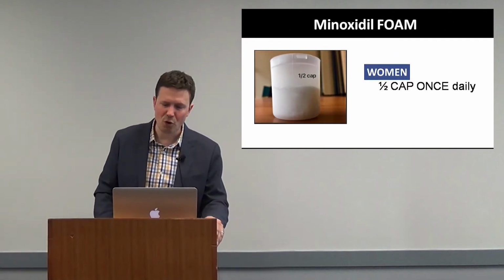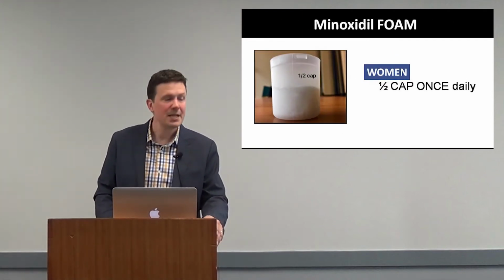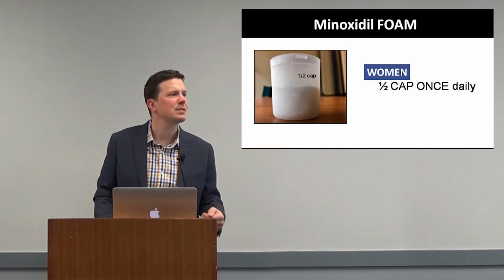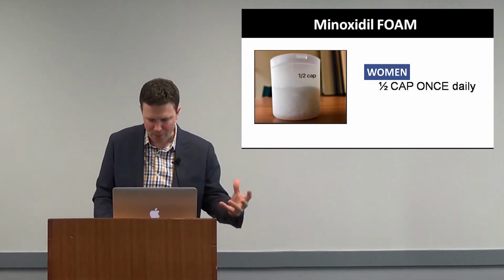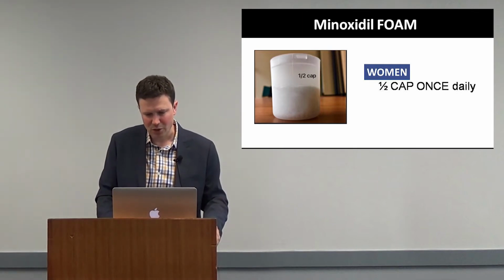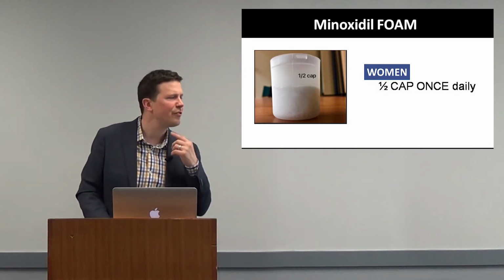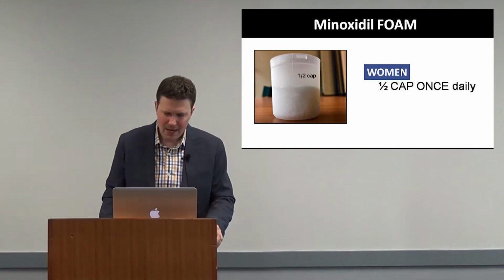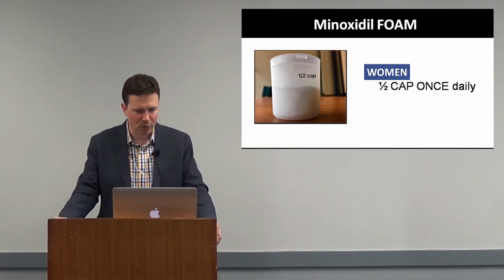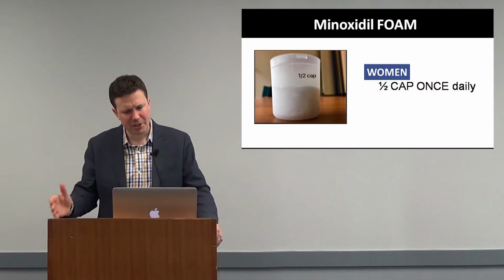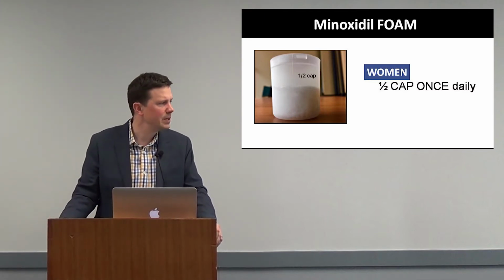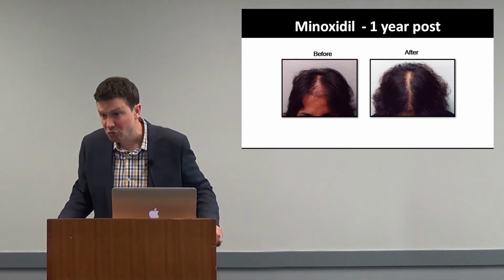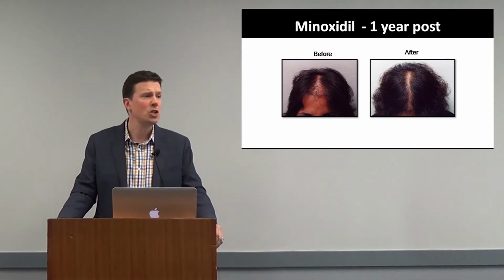The dose of the foam is a half a cap once daily. Side effects are similar. Shedding in the first 1 or 2 months, headaches, dizziness, heart palpitations. These can rarely occur in women. Hair growth on the face occurs in 1 out of every 20 women, and so that's important to be aware of as well. Here's a picture of a common response that we see in probably about 25 or 30% of women with androgenetic alopecia, not in everyone.